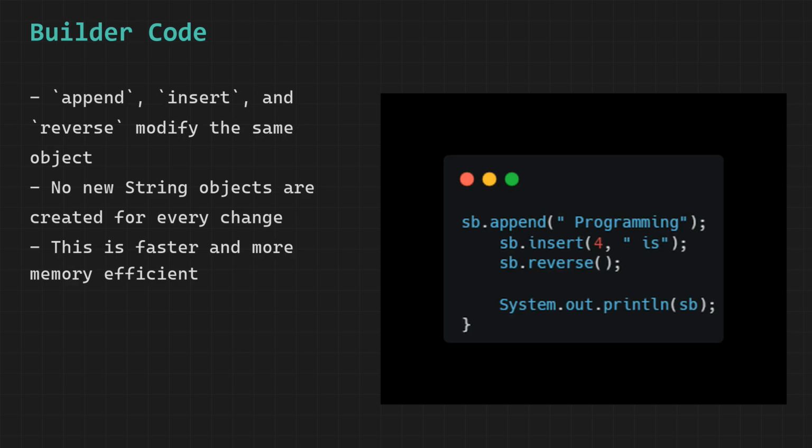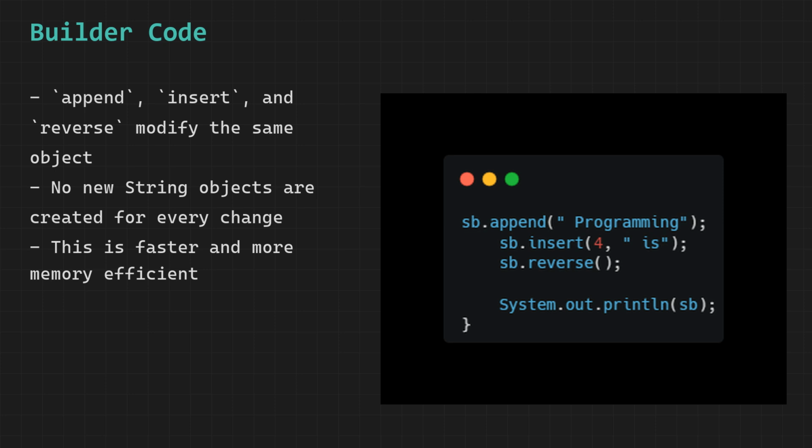Let us walk through this code step by step. We have one class called BuilderExample, and inside the main method we are working with a StringBuilder object called sb. This example shows how StringBuilder modifies the same object in memory instead of creating new ones every time. We start by creating a StringBuilder with the initial value Java. At this point, sb contains just the word Java.